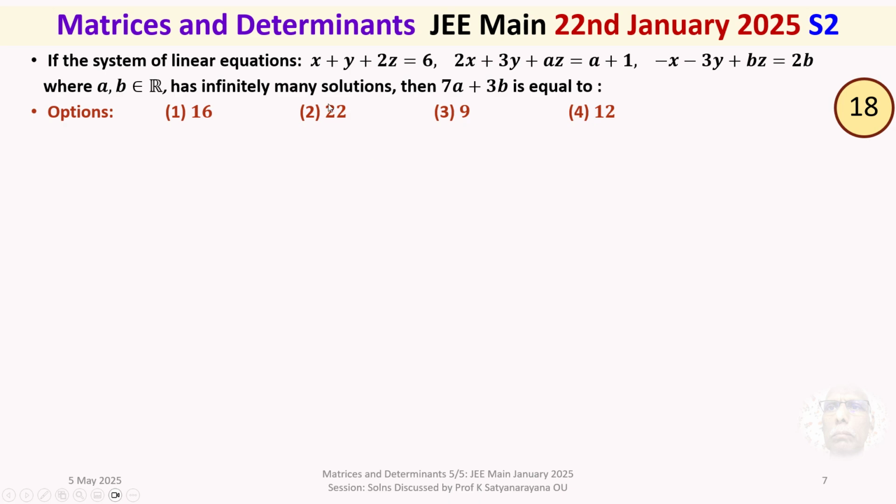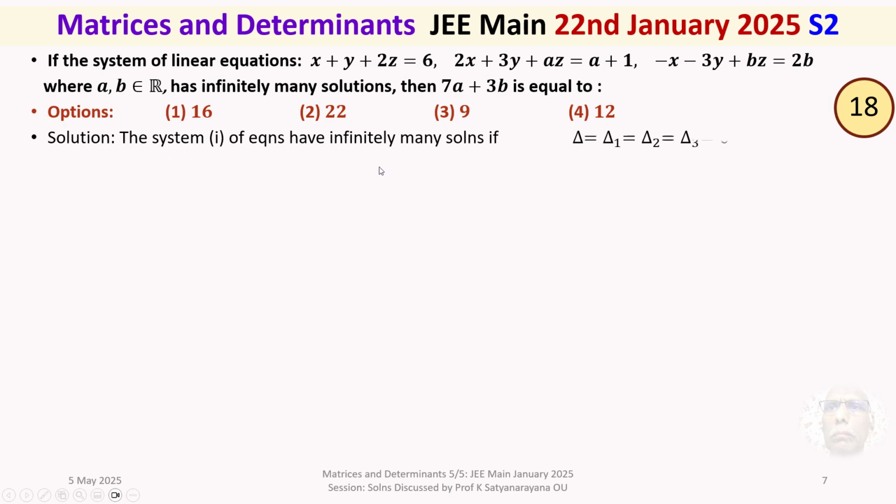This is a very regular routine question. You are given a system of equations in which 2 unknowns, a and b, are there, and it says it has infinitely many solutions. Then find the value of 7a plus 3b. Let's now discuss the solution of the problem in detail.